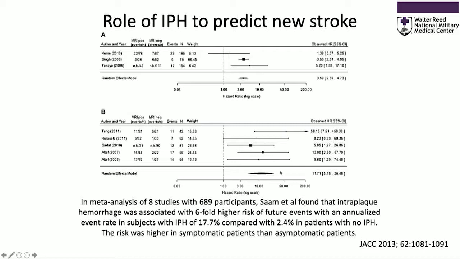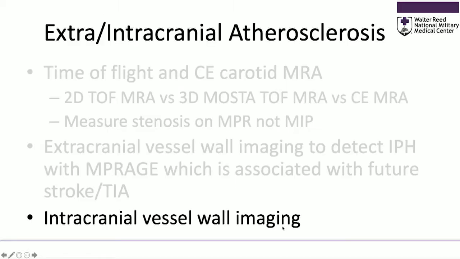Intraplaque hemorrhage has been shown in multiple meta-analyses to be highly correlated with poor outcome, with almost an 18% risk of future cardiovascular events, stroke or TIA, cerebrovascular, compared to a little over 2% if you don't have plaque hemorrhage. So it's a very potent marker of plaque hemorrhage.